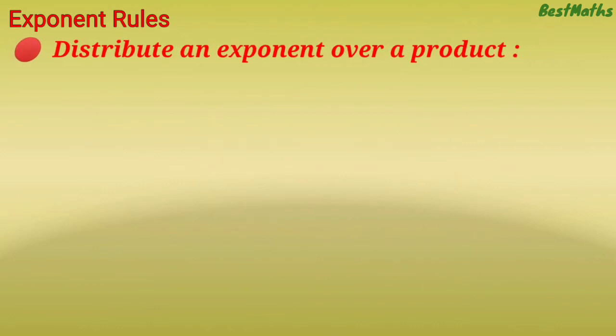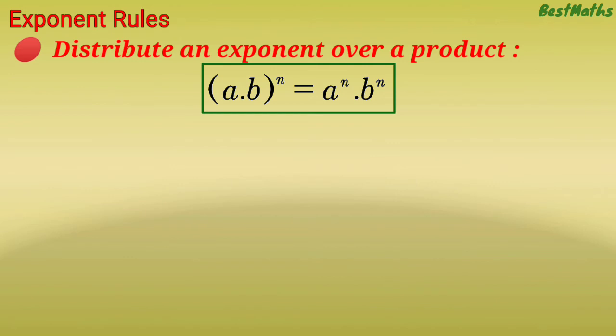We are going to make another property. Distribute an exponent over a product. This rule says that if I have a product, a times b raised to the n, that's equal to a to the n times b to the n power. In other words, we can distribute an exponent over a product. We apply this to an example.